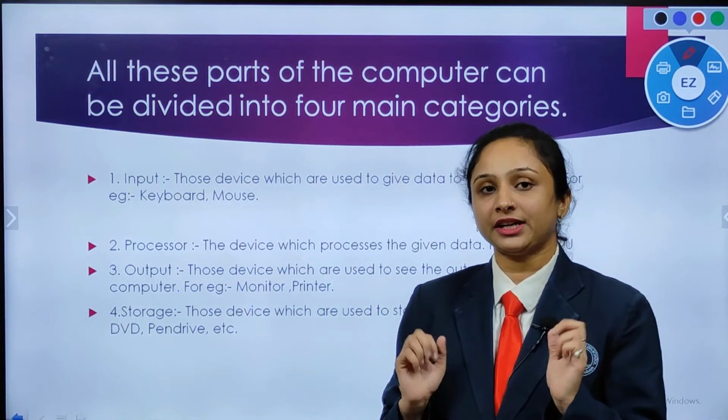Now again, let me simplify how the computer works. If we enter 2 plus 2 from the keyboard, it will do the process of addition in the CPU. And what will be the output? 4. The 4 will be seen on our monitor screen. Yes or no, children? Yes. So what are we going to input? 2 plus 2 from the keyboard. So the keyboard is the input over here.